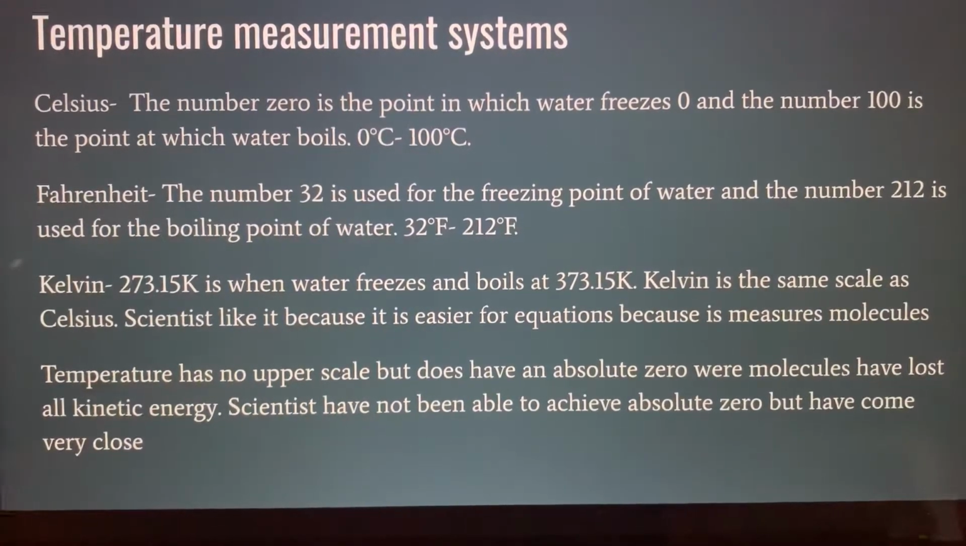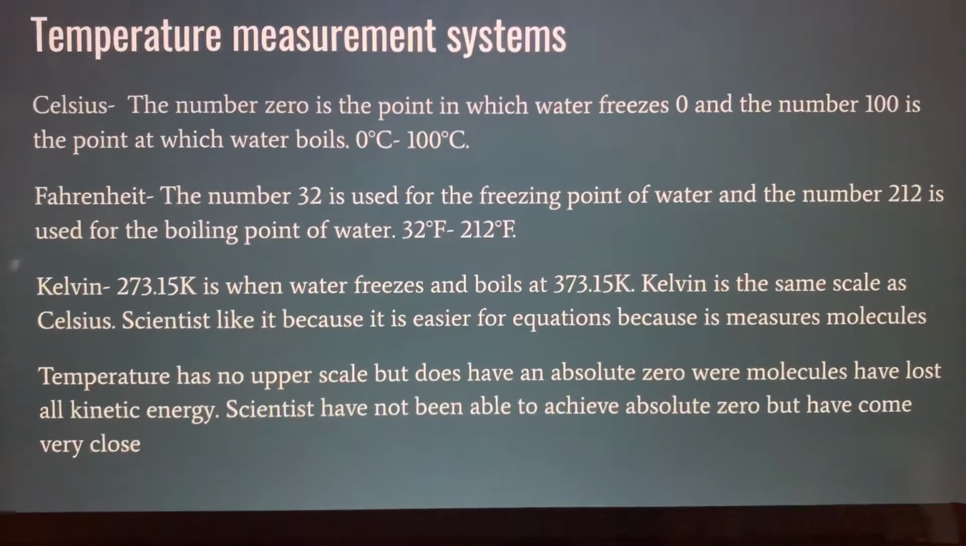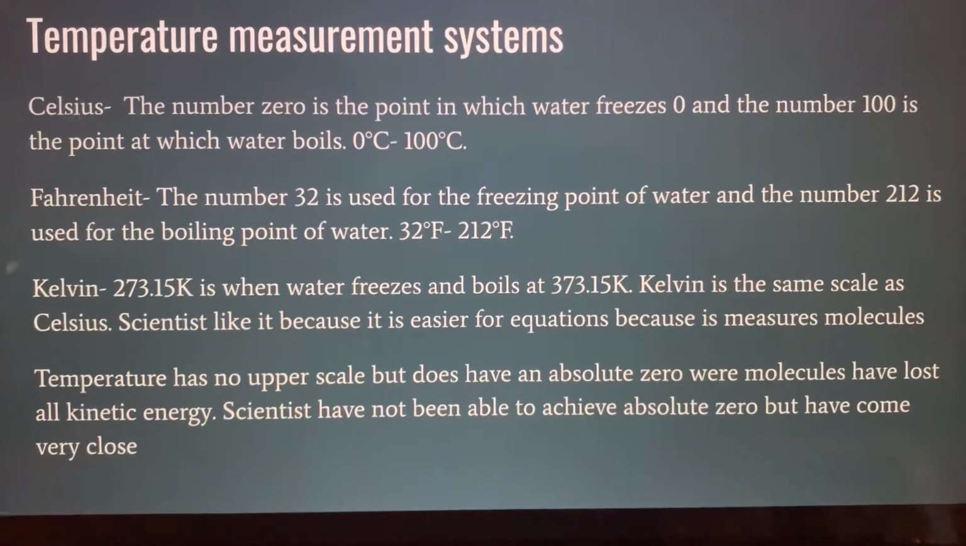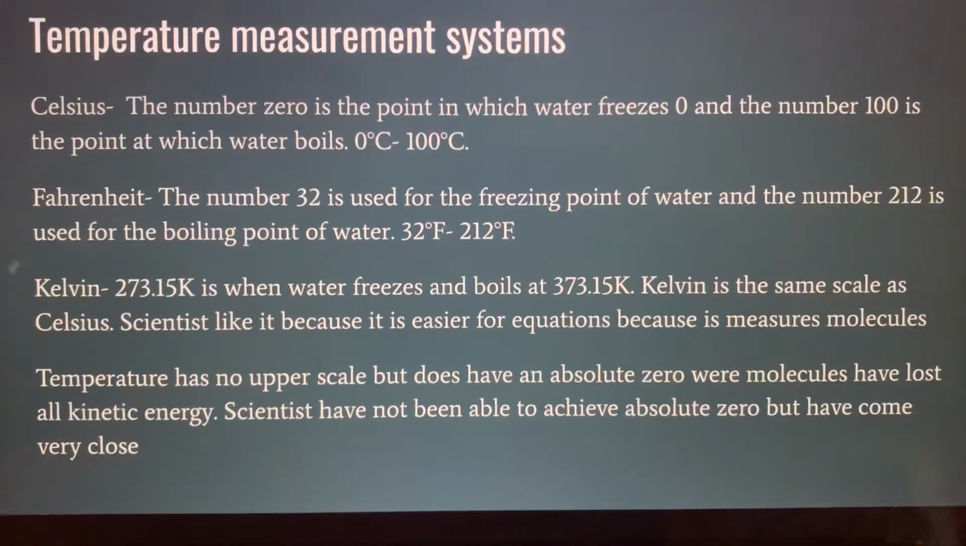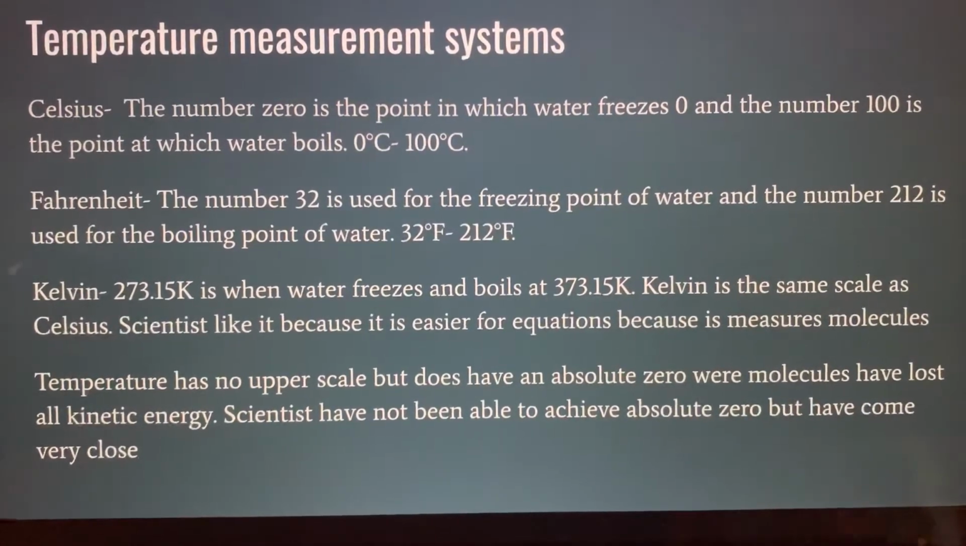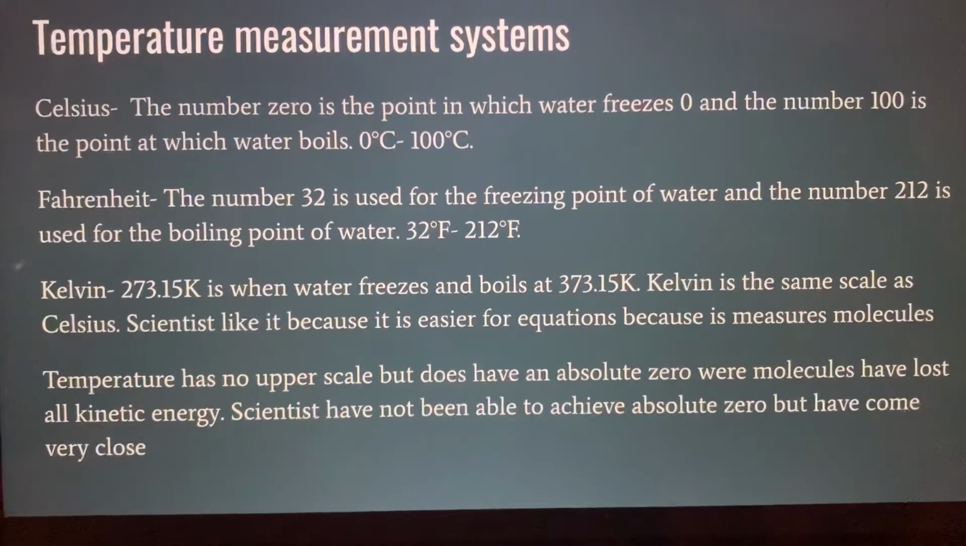Temperature does not have an upper limit, like they cannot measure how hot stars get, but it does have an absolute zero where molecules have lost all kinetic energy. Scientists have not been able to achieve absolute zero, but have come pretty close, up to a ten-millionth.